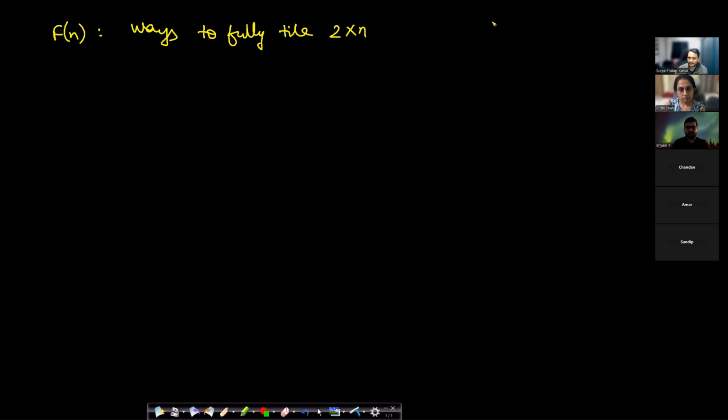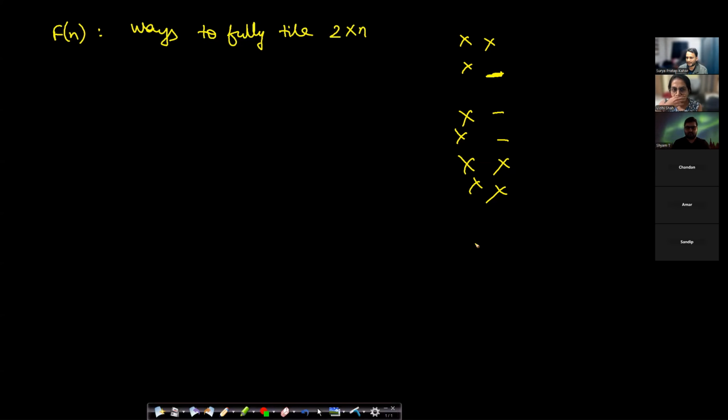Why are they considered different? Because having only the domino, you cannot have something like this, where you have a vacant cell here. This case will not happen. Either you have both the cells empty, or you have both the cells full. You cannot have one cell empty. This one cell empty case is only possible with the Tromino. It is not possible with the domino.